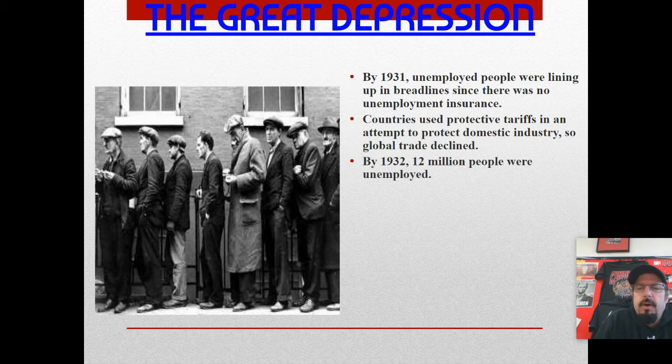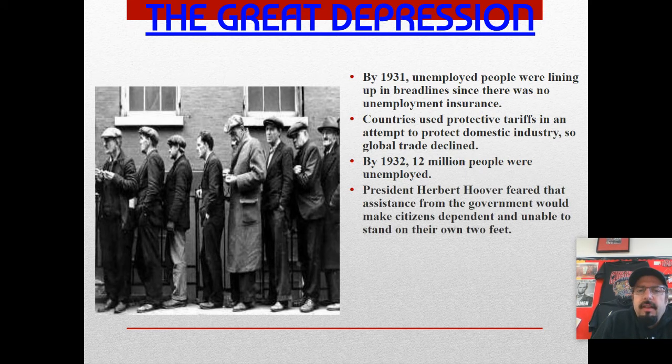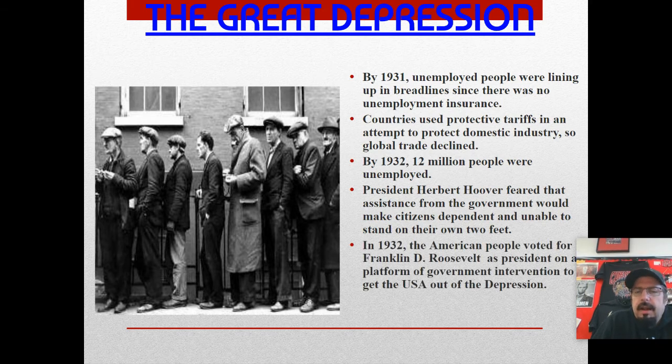By 1932, 12 million people in the United States, almost a quarter of the workforce, was unemployed. The president at that time, Hoover, feared that assistance from government would make citizens dependent and unable to stand on their own two feet. In 1932, the American people voted in a new president, Franklin Roosevelt, who promised support, promised some sort of intervention. Okay, and so when we think of the advent of the welfare state, we think of Franklin Roosevelt and his New Deal.